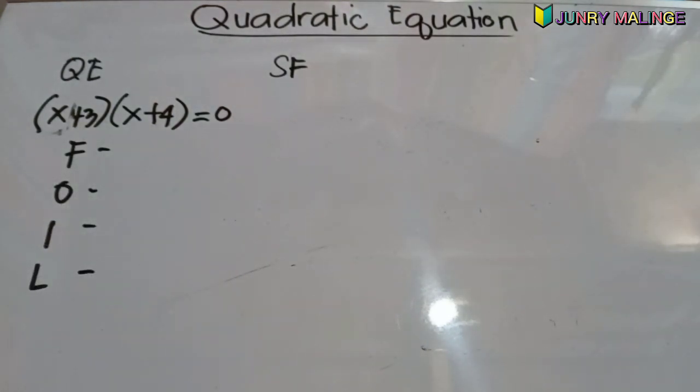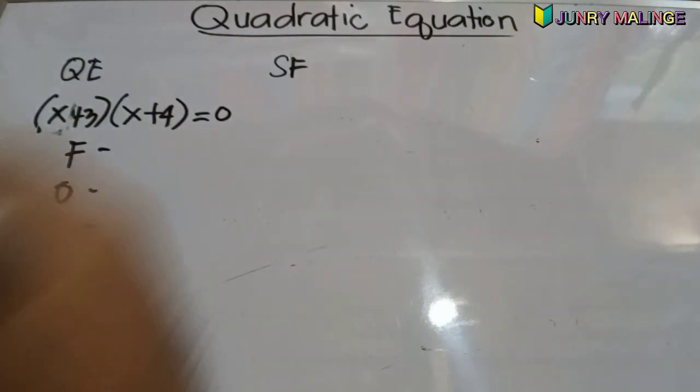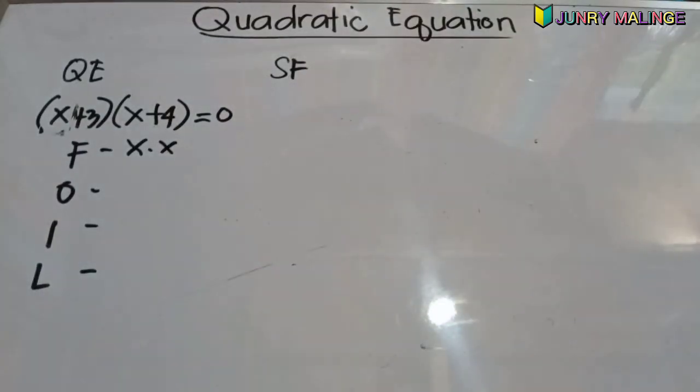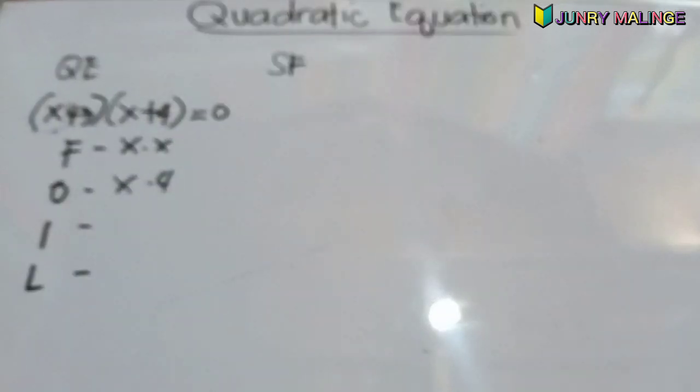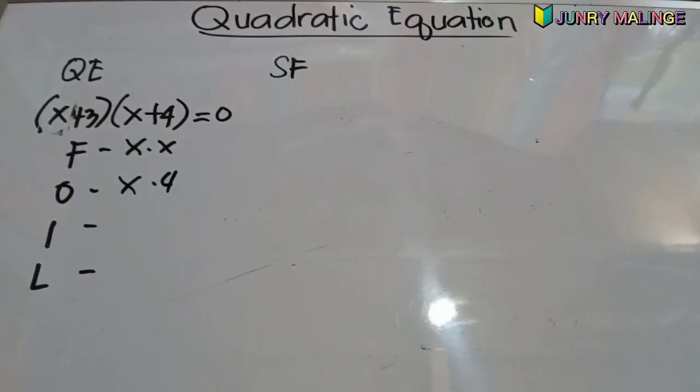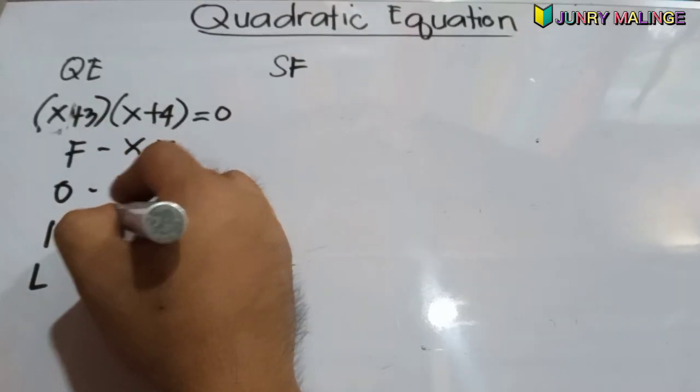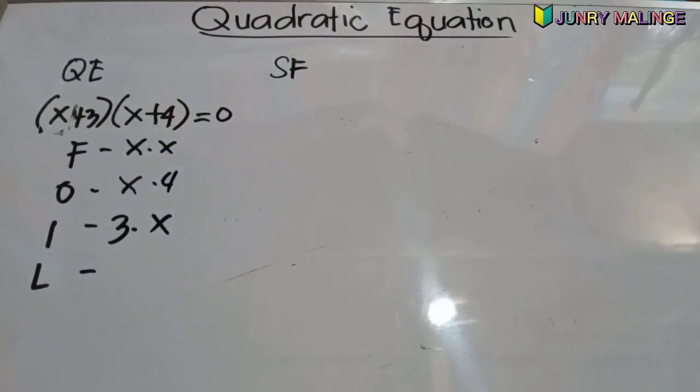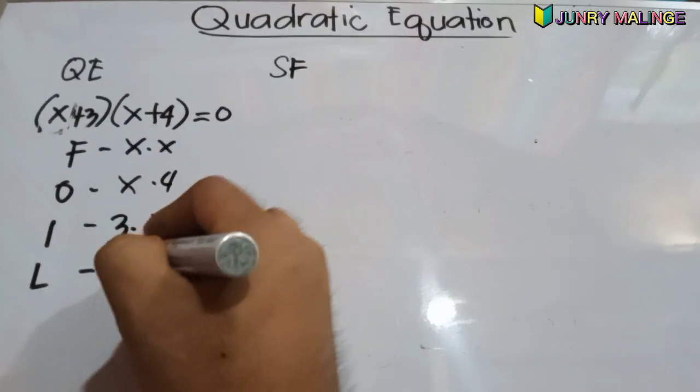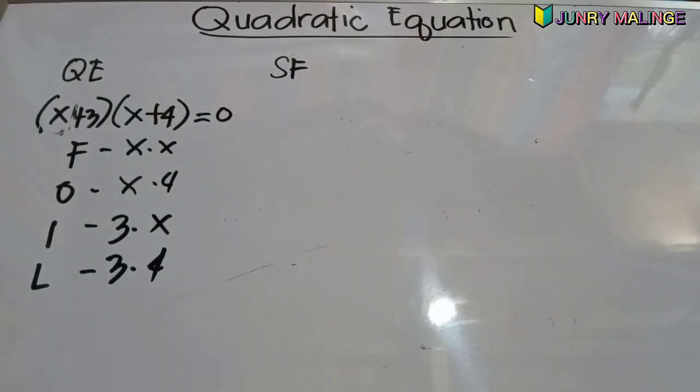So now, what is our first term here? We're going to multiply x times x. Next, our outer term: x times 4. Next, the inner term: 3 times x. And our last term: 3 times 4. Ayan, nakuha.